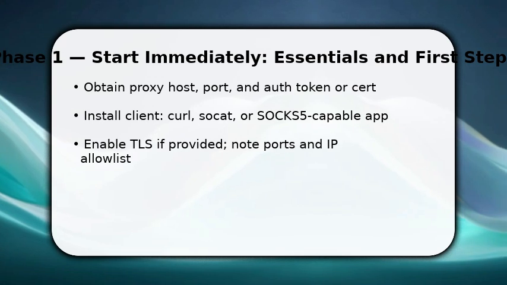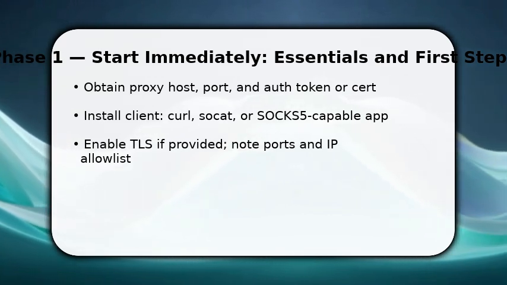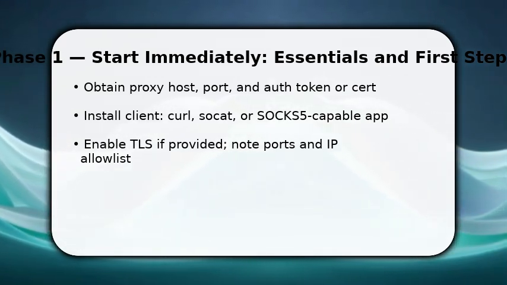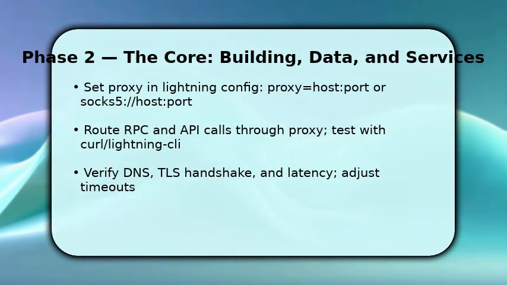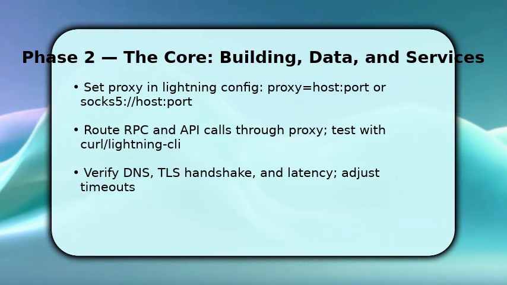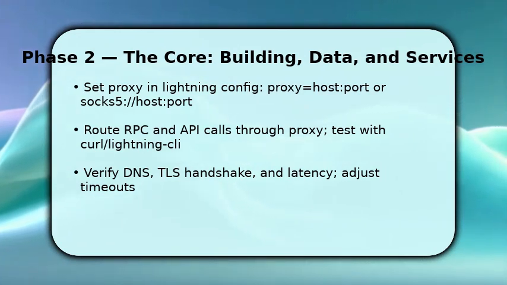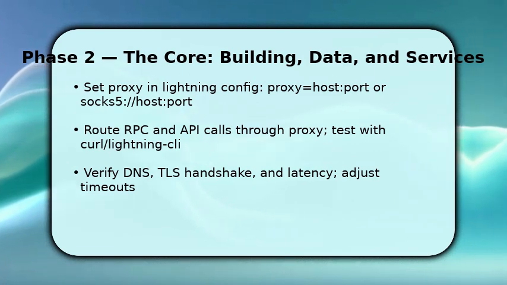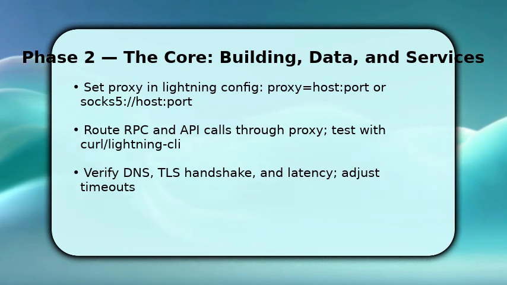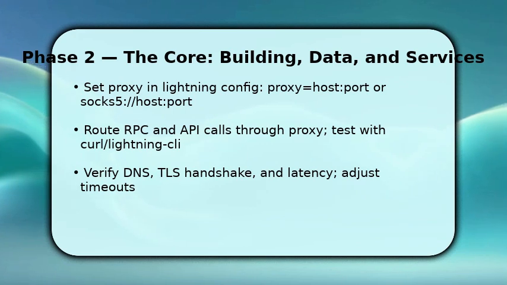This protects channel metadata. Make sure to open the specific port in your firewall and restrict inbound addresses. You now configure routing rules so your Lightning node uses the proxy for outbound connections and RPC calls. Edit Lightning config to add proxy equals host, port or SOCKS 5, //host, port, and ensure RPC bindings route through that interface. Then test with Lightning CLI or curl to an external endpoint.